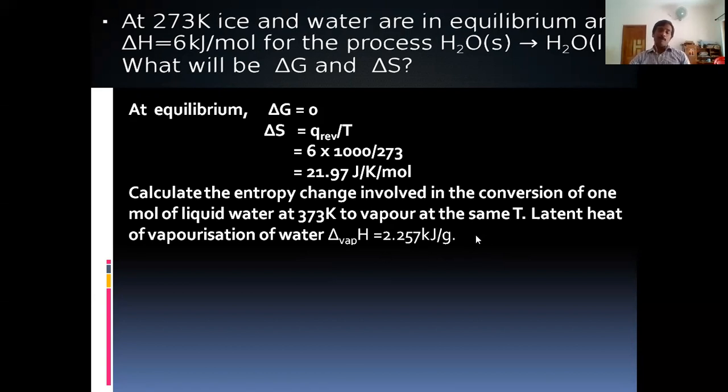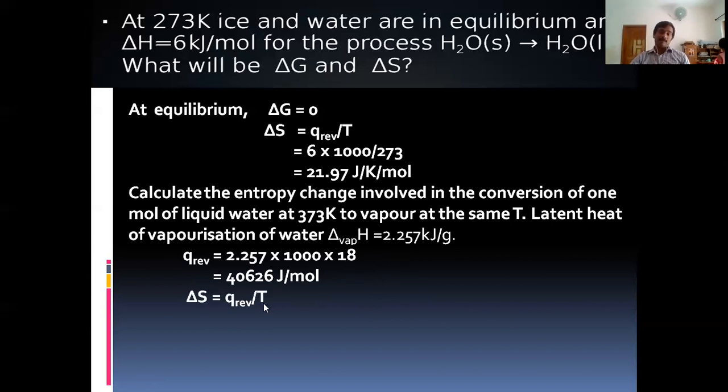So what is the mass of 1 mole of water? 18 grams. So if you multiply it with 18 grams, you will get the value for 1 mole. So Q reversible is 2.257 into 1000 into 18, equal to 40,626 joule per mole. Here the Q reversible means delta H vaporization. And now what is entropy? Delta S is equal to Q reversible by T, or delta H vaporization by T. That is equal to 40,626 divided by 373, equal to 108.9 joule per Kelvin per mole.